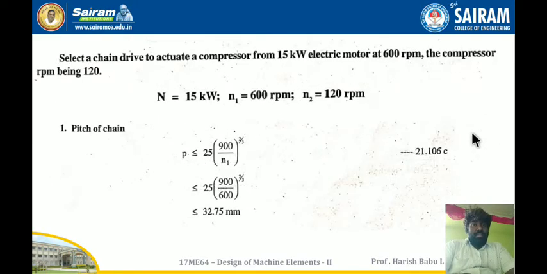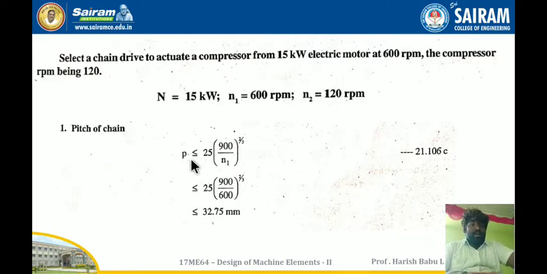So let us consider the next problem. Select a chain drive to actuate a compressor from a 15 kilowatt electric motor at 600 rpm, the compressor rpm being 120. So the given values are: power is 15 kilowatt, N1 is 600 rpm, N2 is 120 rpm. So I'm going to go for the first step, the pitch of the chain.